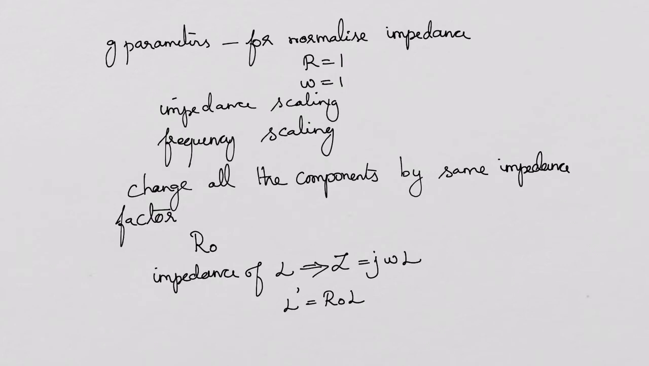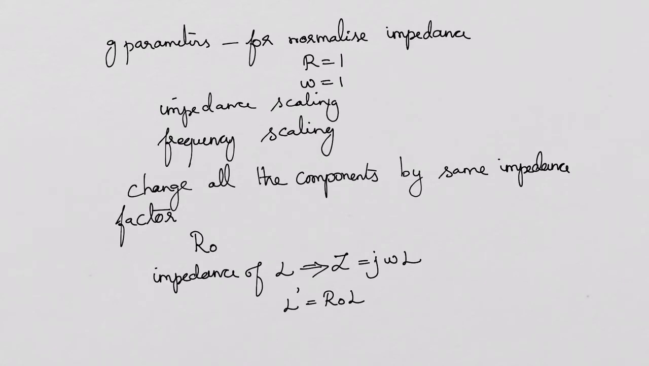The impedance of the inductor is Z equal to j omega L, where the new value of the inductance, L dash, will be equal to R naught into L, because it is to be increased. If you want to increase the impedance, the original value of L should be multiplied by the factor R naught. So the impedance increases. The new value of L is calculated by multiplying the previous value of L by R naught.